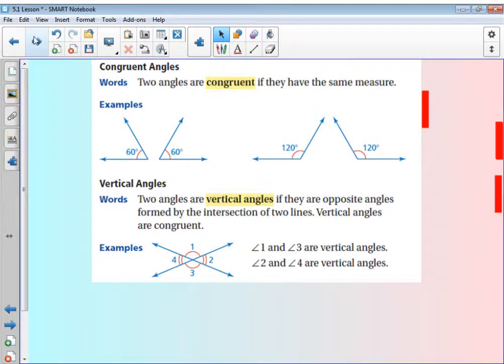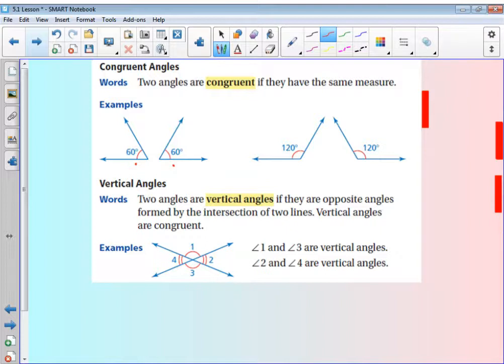So now we're going to go ahead and work off of two other concepts that are pretty easy to understand, and that is understanding how to work with vertical angles. One thing that you need to understand is vertical angles actually are congruent angles, and congruent angles are two angles that have the same measure. If you'll notice in this first setup, we have two 60-degree angles. Those would be considered congruent.